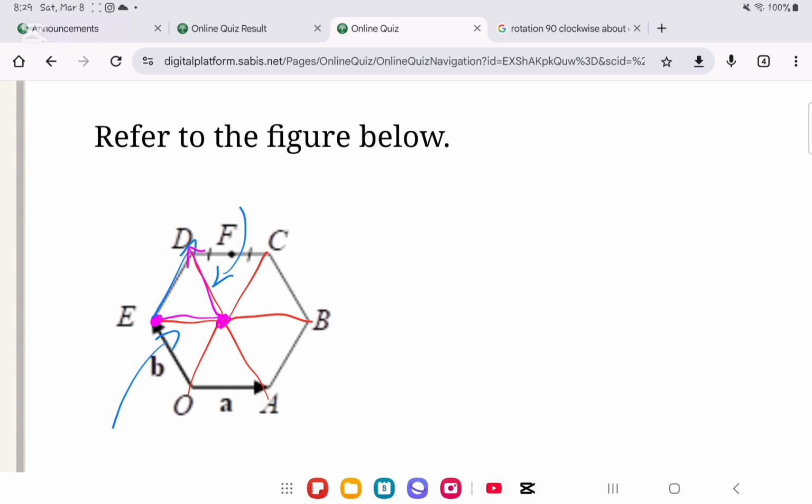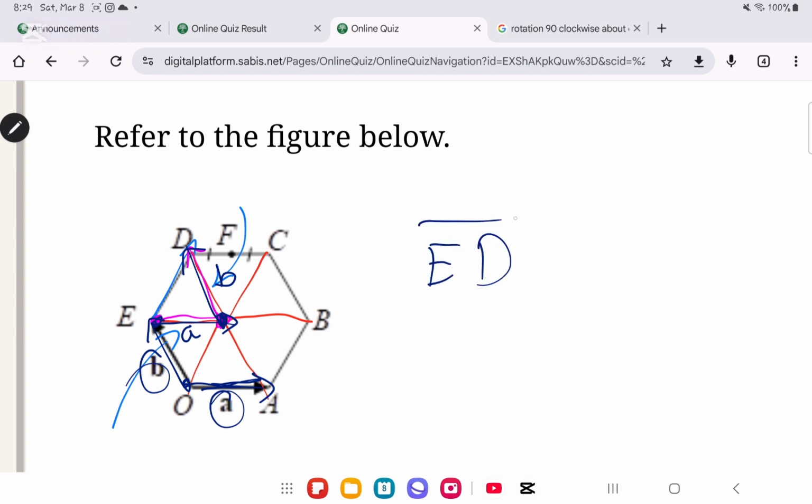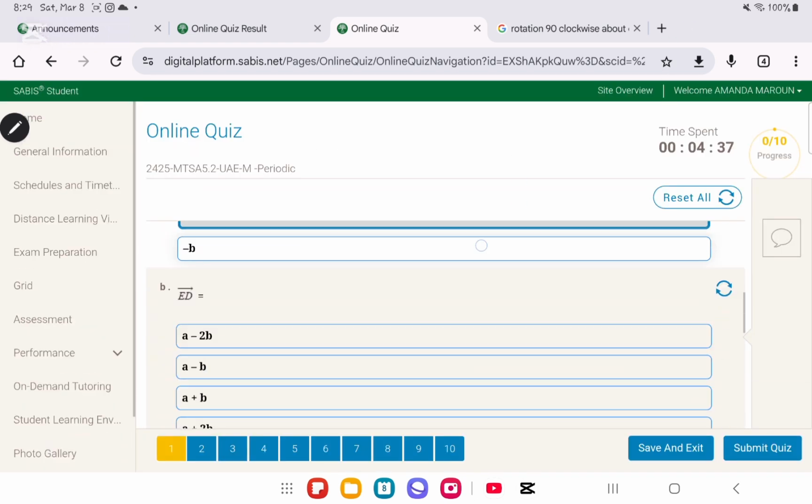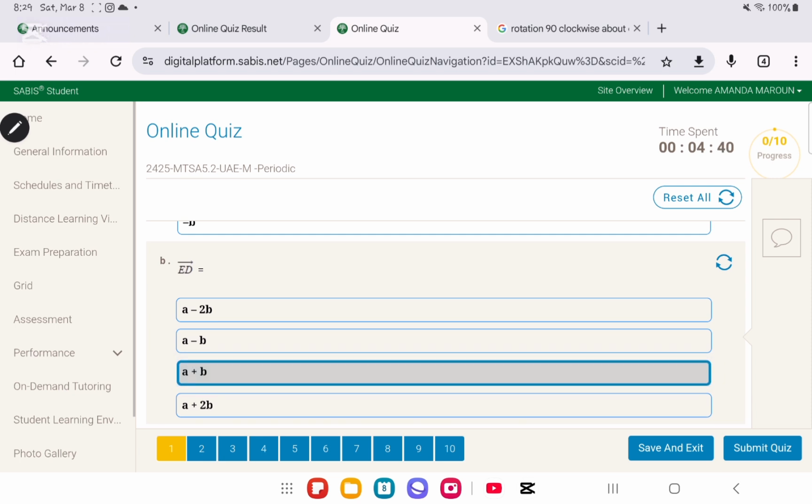Very simply, think of it as parallel. Okay, OA, it is parallel to what? It's parallel to this over here. So definitely, if this is A, then this is gonna be A. What also is parallel? OE. OE, it's parallel to what? It's parallel to this over here. So if this is B, then this is definitely gonna be B. So very simply, ED, it is equal to A plus B. This is all you need to know. That ED, it is equal to A plus B.